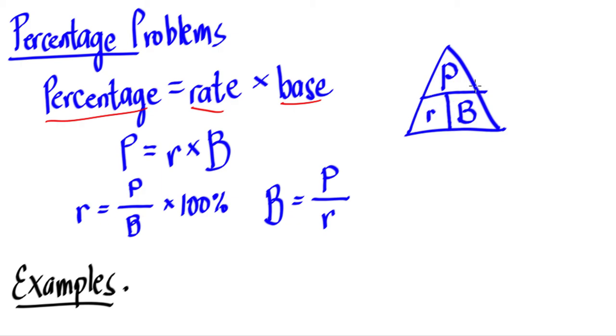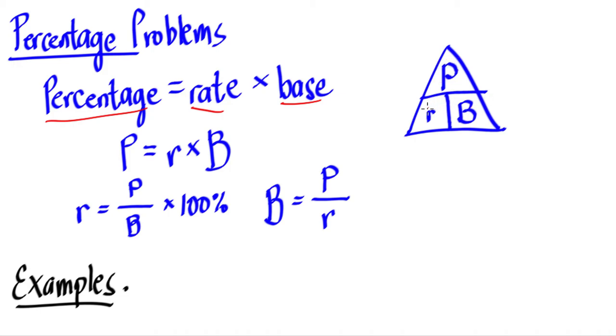We can always look into this triangle here. P is on the top part, and R and B are on the bottom part. If you want to find the value for P, with this triangle, you need to cover what you want in a certain problem. So if you want the value of P, cover the P. Imagine you put your finger here and cover it. So what's the formula? It's R times B. Since they are beside each other, it's multiplication.